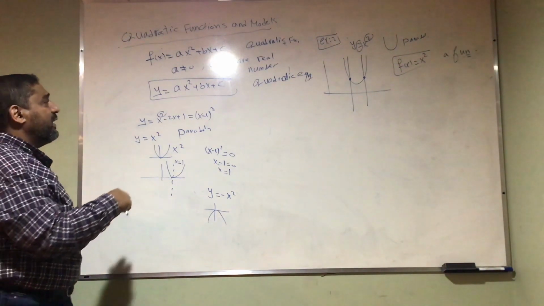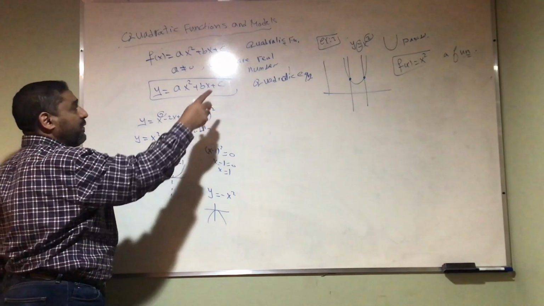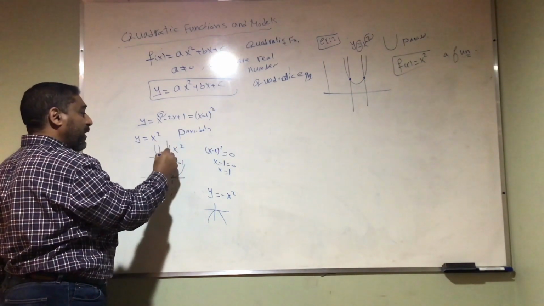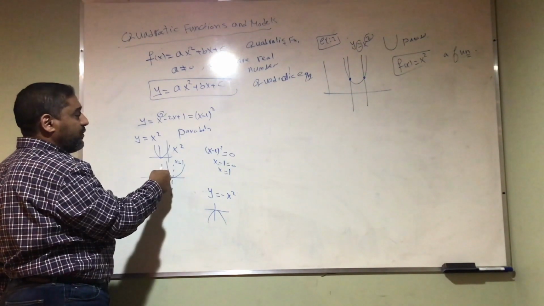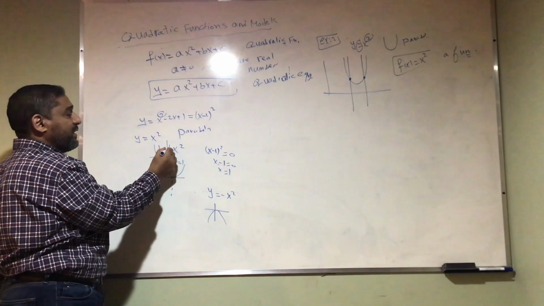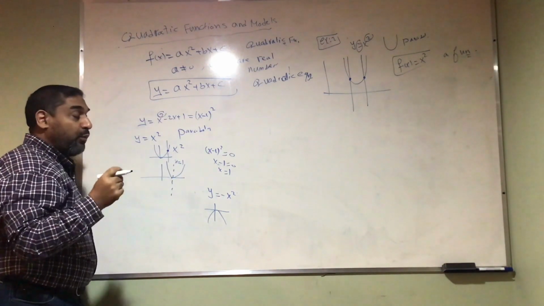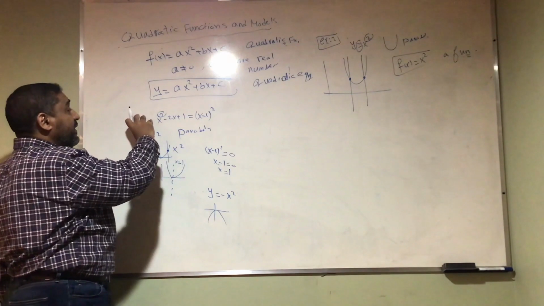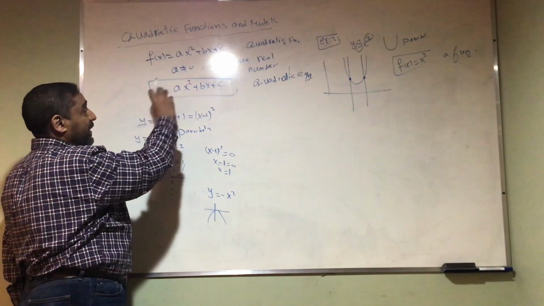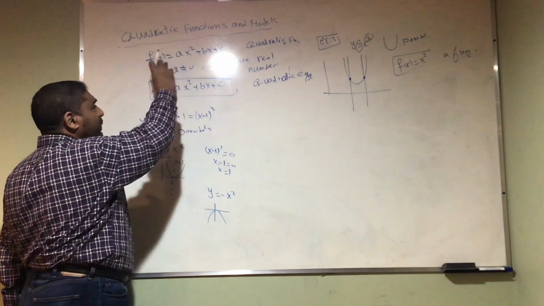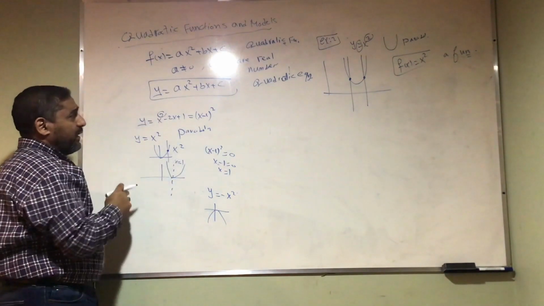But what you really care about here is that you can apply the vertical line test. So what do you get? A vertical line intersects the graph at most at 1 point. Which means this quadratic equation is nothing but a function. It is a function.